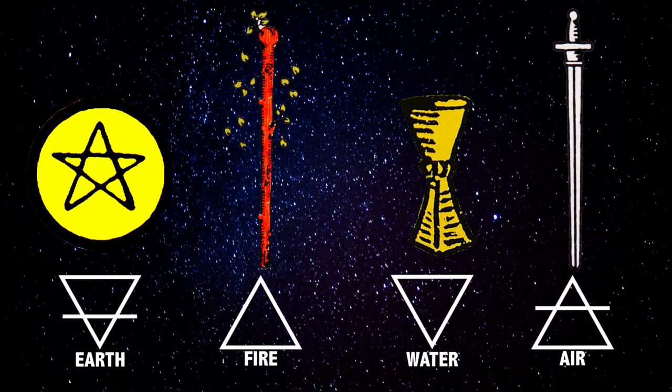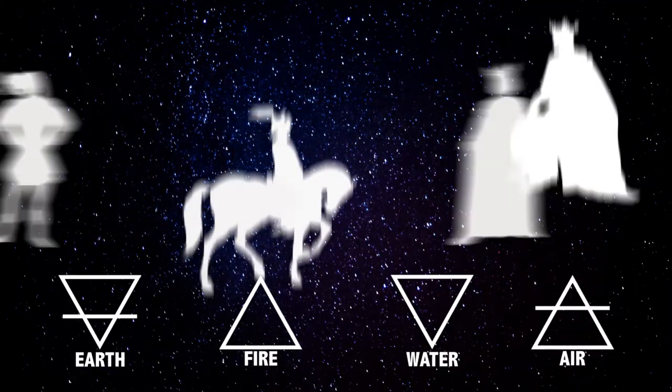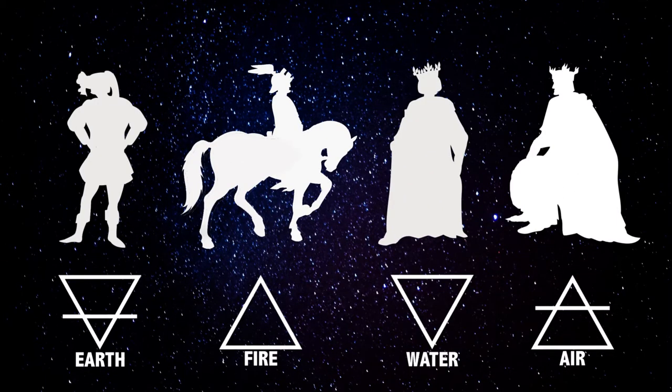Now we're going to talk about the elements within the court cards. As mentioned, each suit of the tarot deck represents an element, but each character of the court cards represents an element too, and these are independent from their suit. These elements are: pages are associated with the element of earth. Knights are associated with the element of fire. Queens are associated with the element of water. And kings are associated with the element of air.